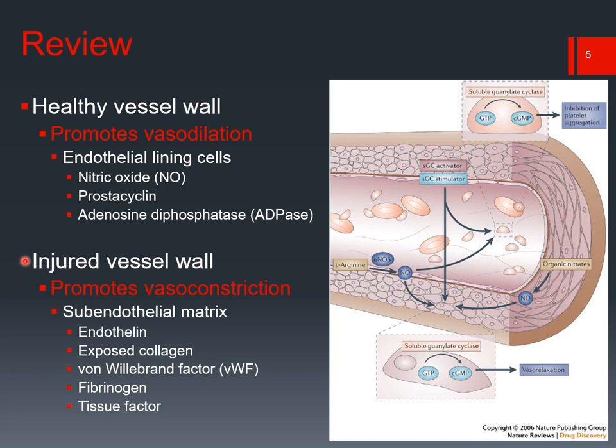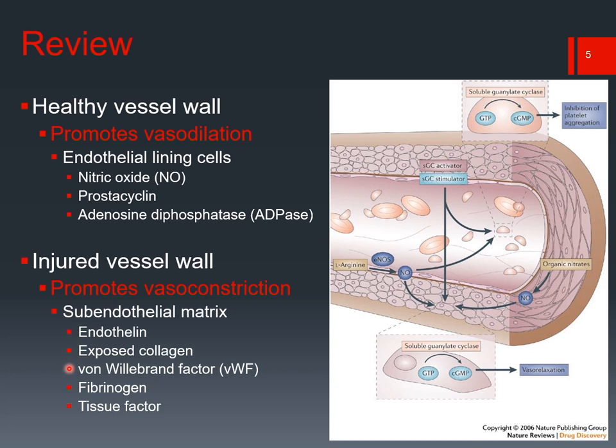As we release from the subendothelial matrix a number of substances which promote not only vasoconstriction, but also the formation of the plug and can be utilized in the clotting cascade, we're promoting the formation of a clot. So here we have endothelin, which is a vasoconstrictor, is released. We also have exposure of collagen, which will initiate platelet adhesion, as well as the intrinsic cascade, which we'll learn about in the latter steps.